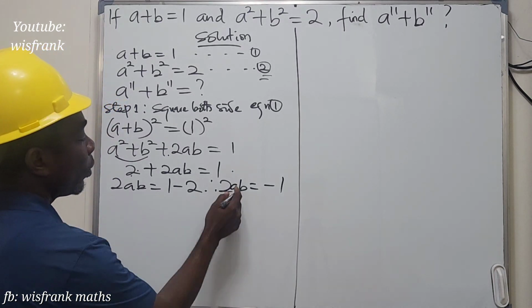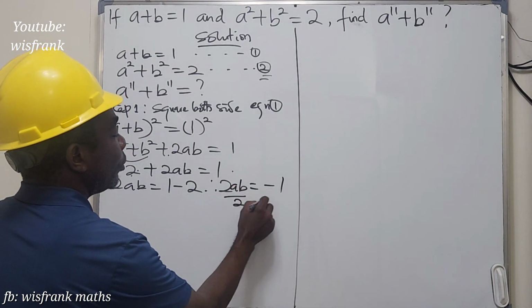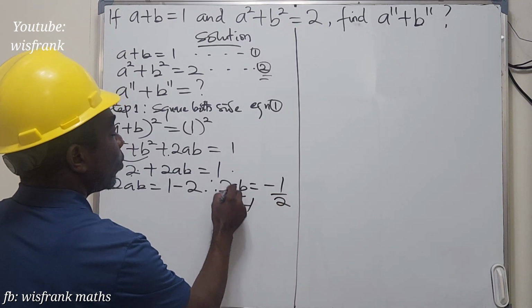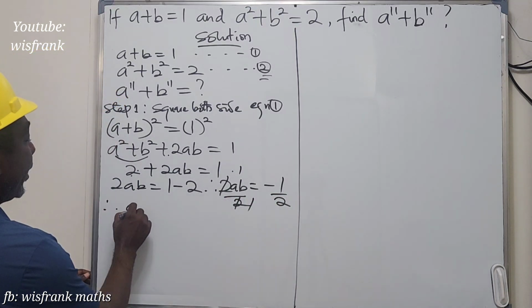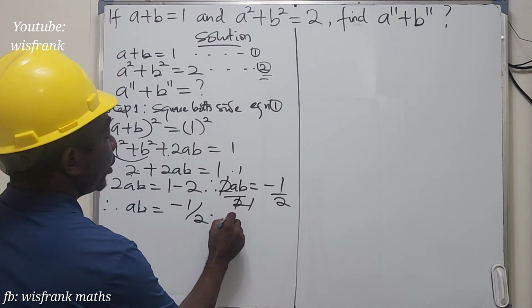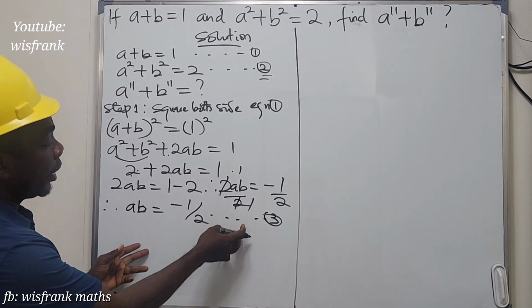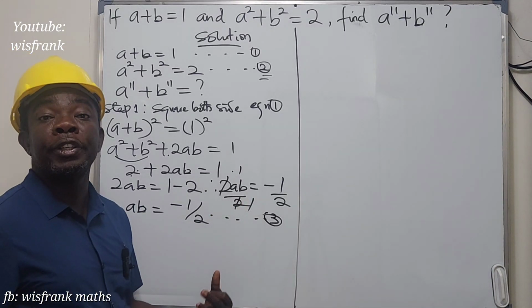In this case, we can make ab the subject of this expression by dividing all through by 2. This is divided by 2. 2 cancels here and 2 cancels here. Therefore, ab equals minus 1 all over 2. We call this equation 3. So in this case, we have equation 3. Then we are going to move to step 2.